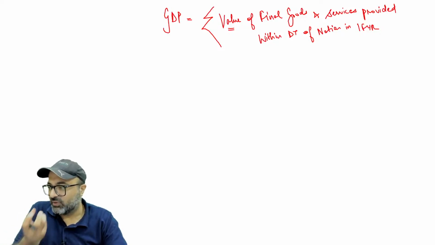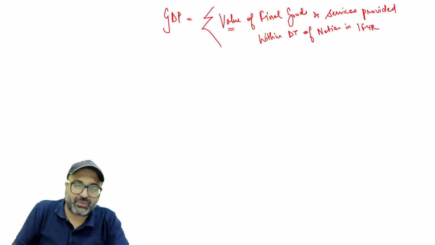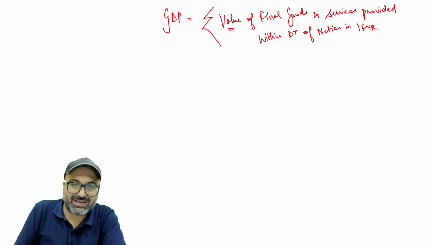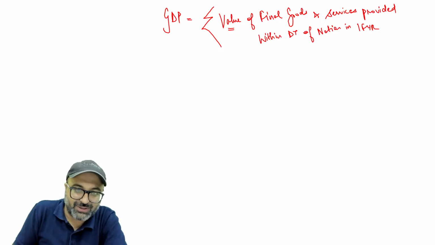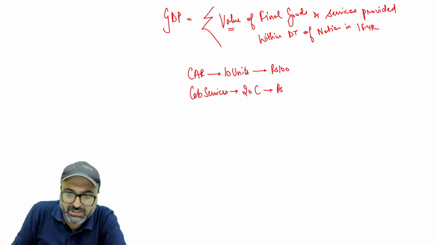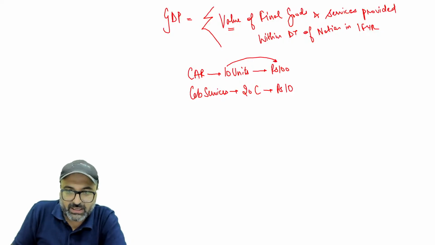Which means now we'll not add them directly. We are not adding their quantity. In order to add them, we should bring them down to the same unit, and the same unit is going to be rupees. So let's suppose the car which was manufactured in India, 10 units, its price is, let's say, 100 rupees, and the cab service is provided to 20 customers and each service costs, let's say, 10 rupees.